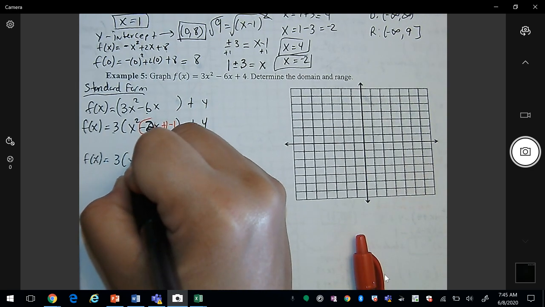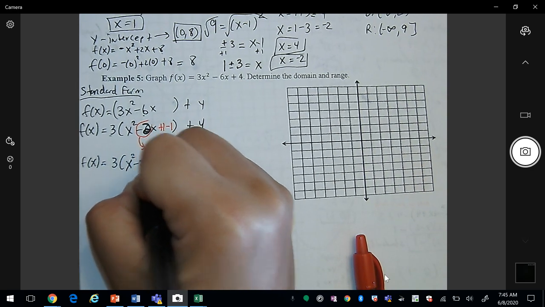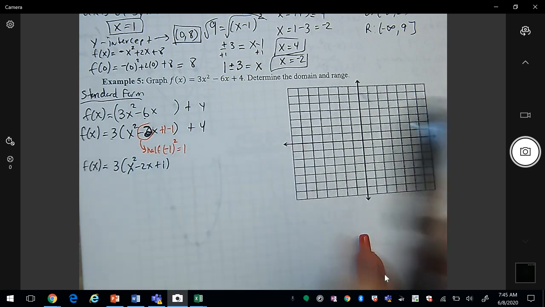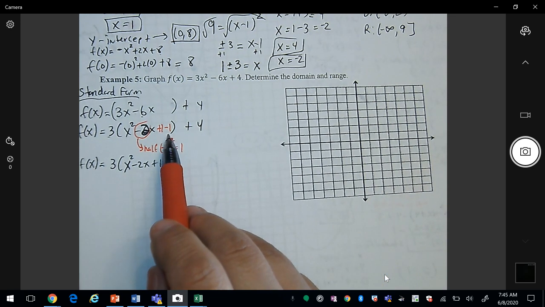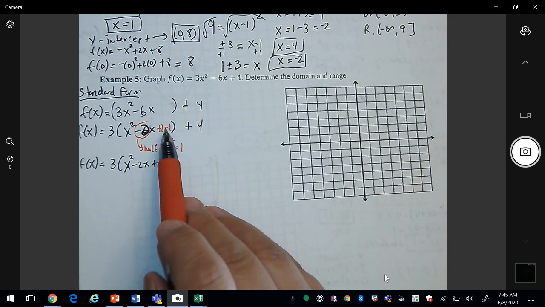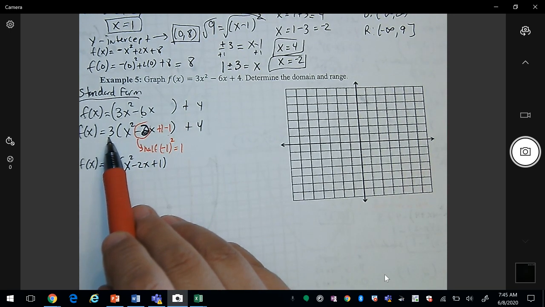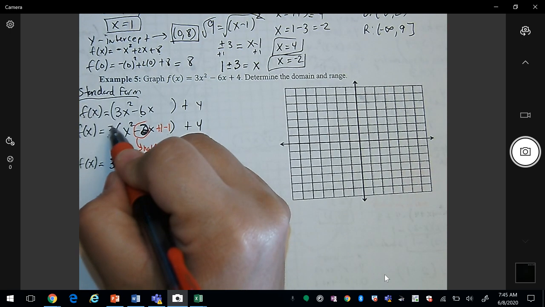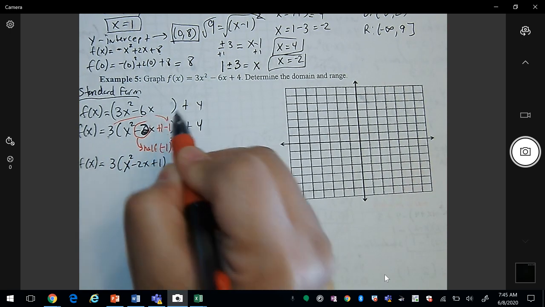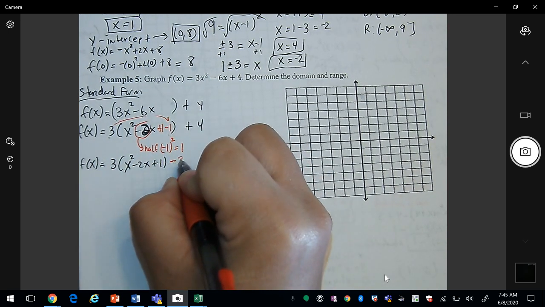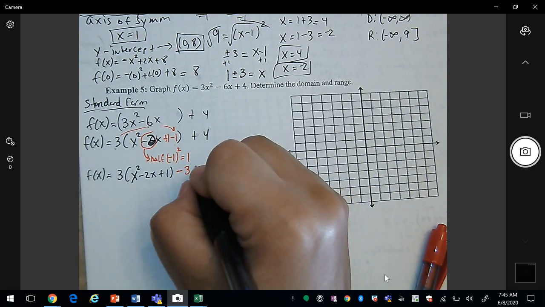So I get x squared minus 2x plus 1. Remember, this negative 1 is what we want to remove. Before I can take it out, though, I have to make sure that there's nothing to multiply out here. Since I have a 3, I have to multiply 3 times negative 1, which gives me a negative 3, and then plus 4.